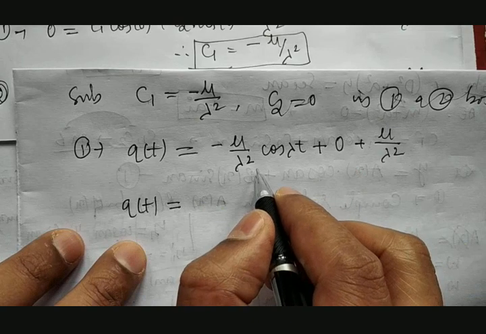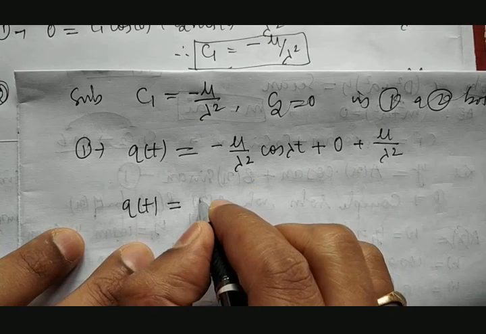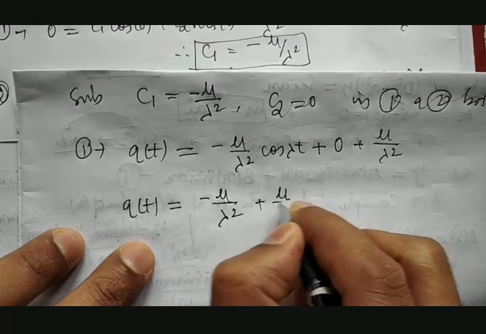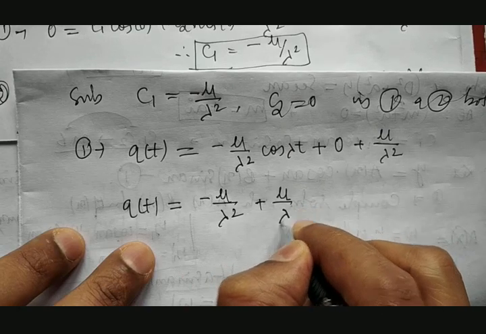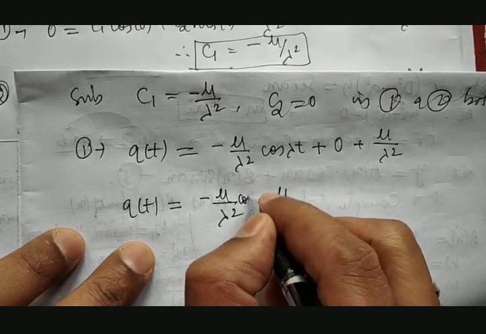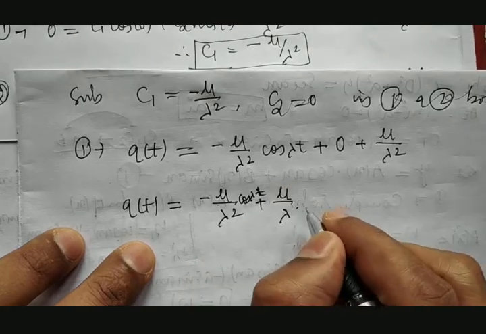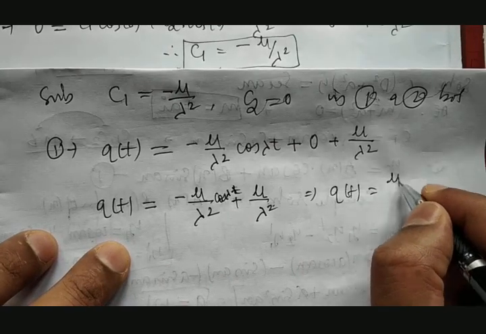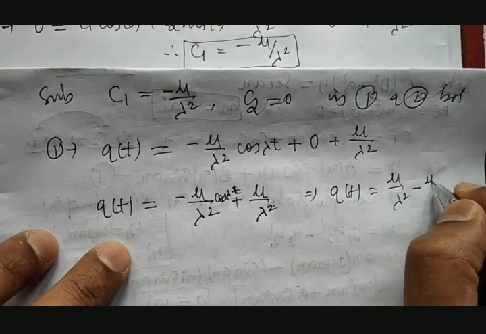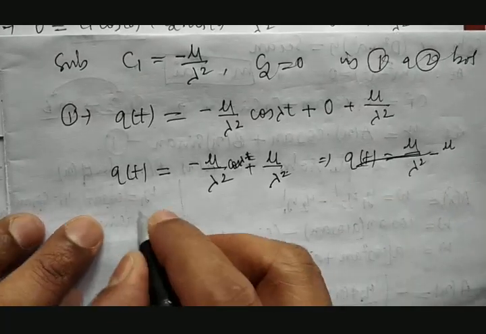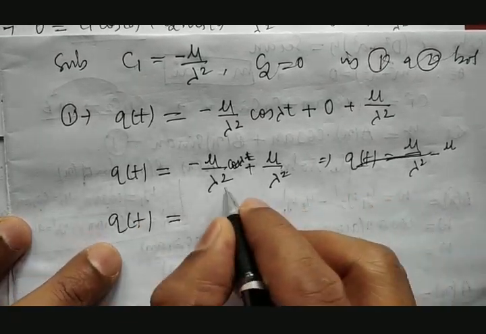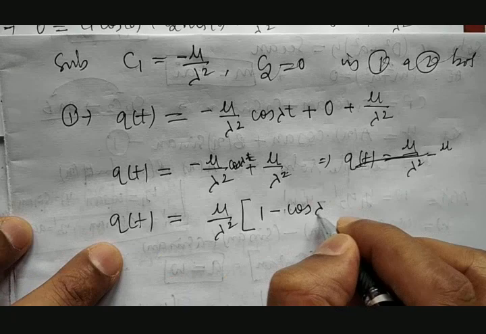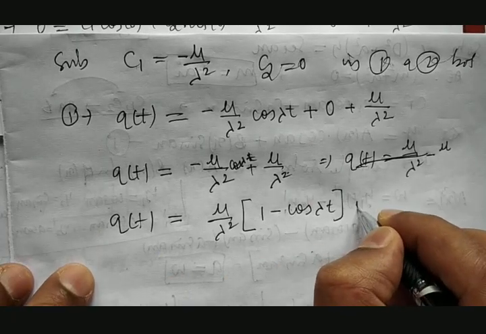We can see here q of t is equal to minus mu by lambda square into cos lambda t plus mu by lambda square. So q of t is equal to mu by lambda square minus mu by lambda square cos lambda t. If you take the common term, then q of t is equal to mu by lambda square times 1 minus cos lambda t. Okay, so this is the result.